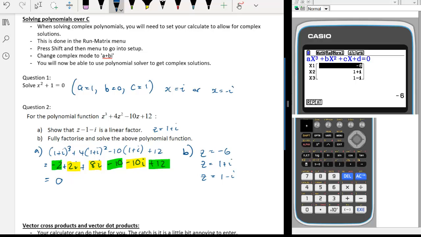And if I wanted to write that in a factorized form, it would be z plus 6, z take 1 take i, and z take 1 plus i, because we'll move these all over so that each of them are equal to 0. Okay, so solving polynomials over C is pretty straightforward. Again, that little thing to remember, make sure you change the complex mode before you do this, but you don't want to leave it in complex mode all the time.